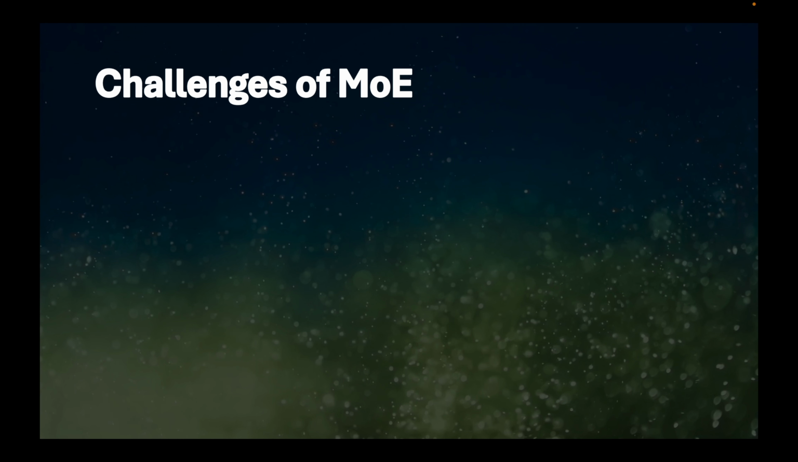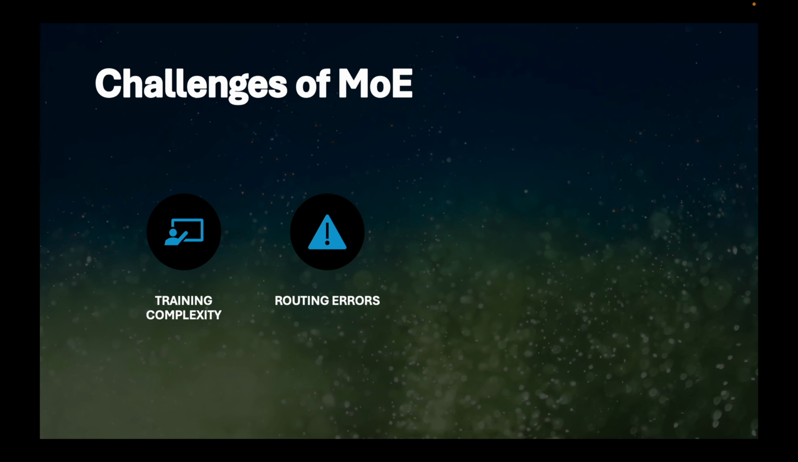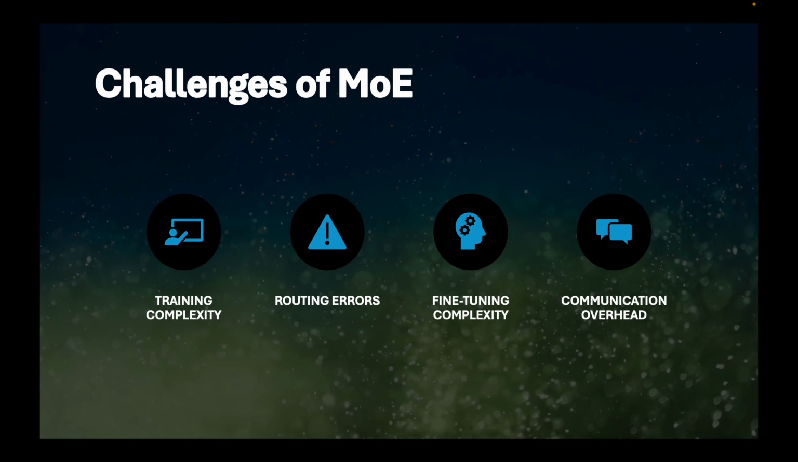Challenges of MoE. There is complexity in training, because it is harder to train than a dense model. There may be routing errors if the gating network chooses the wrong experts. It is difficult to fine-tune MoE models without losing their specialized balance. Communication overhead. Data movement between experts can be expensive.